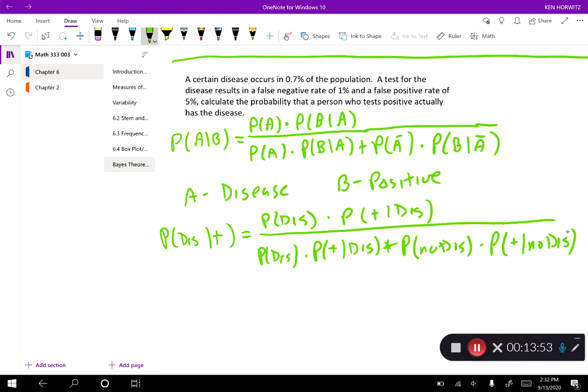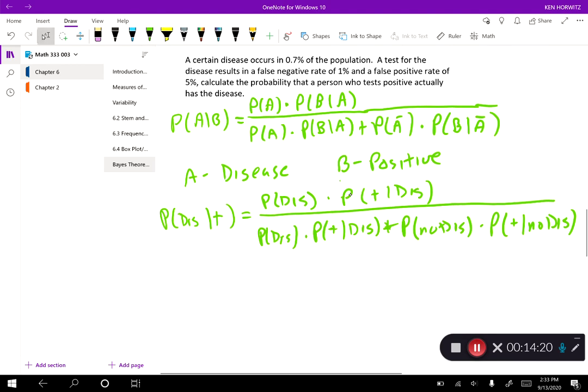All right, so now I've taken the general formula. I've related A to having the disease, being sick, and B related to testing positive, and I've taken the formula out of the general form and made it very specific to this problem. I think this is really your first step. This is very critical in the setup of the problem, but it makes everything a lot easier, because now we can start talking about the different components of the problem.